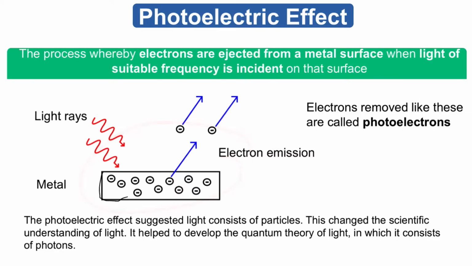So this process of ejecting or emitting electrons, we call it the photoelectric effect. And you must be able to define it as the process whereby electrons are ejected from a metal surface when light of suitable frequency is incident on that surface. So this light must have a suitable frequency, right? Which means it must have an energy, right? And the wavelength as well.